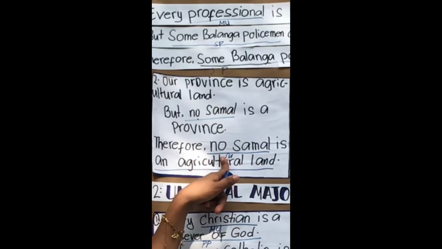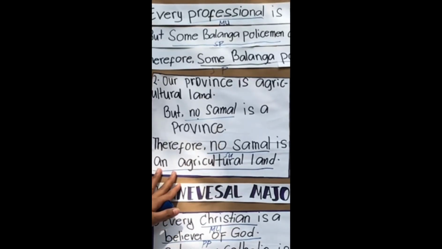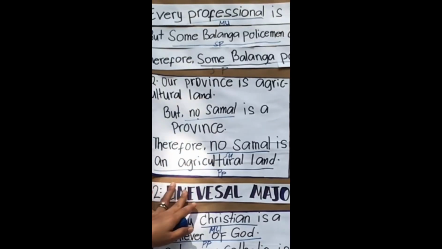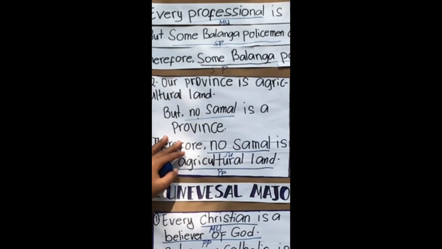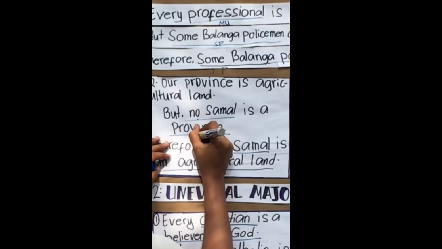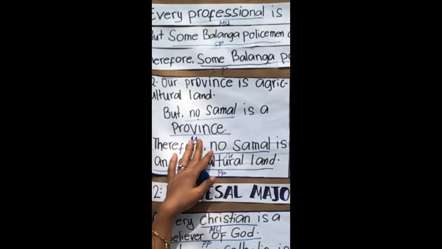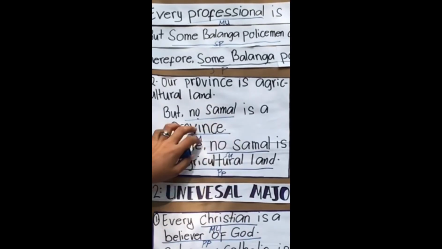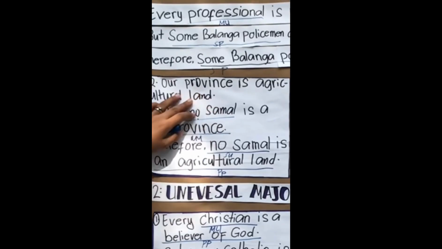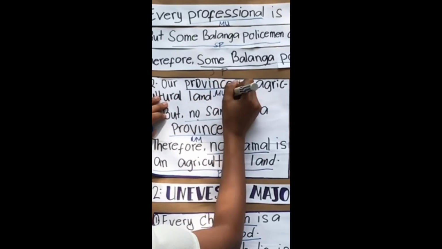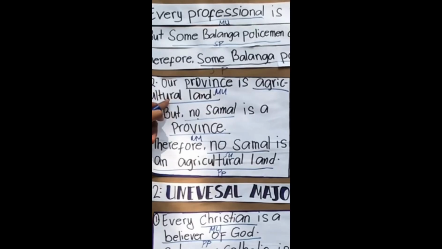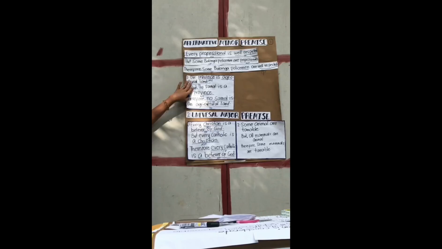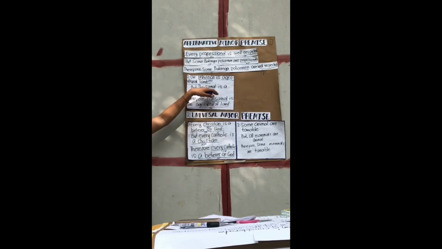Itong subject natin is universal, SU, universal. And an agricultural land is PP, predicate particular. Ang province natin is middle universal. Middle universal. Then sa first premises natin is MU din, universal din. And yung agricultural natin is PP, predicate particular. So, ito yung second example natin na invalid. Yung first example natin is valid.